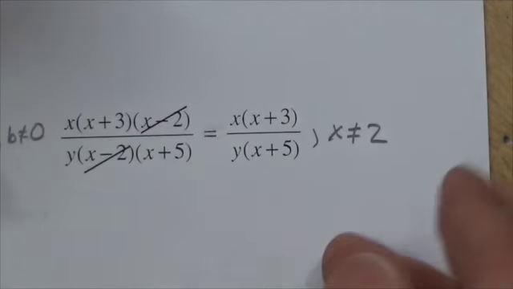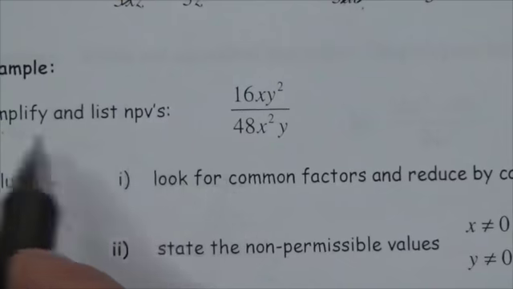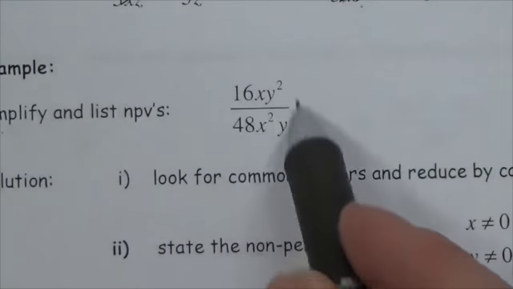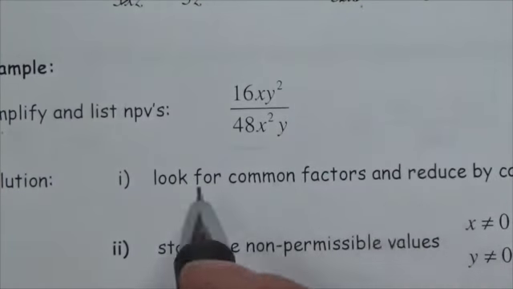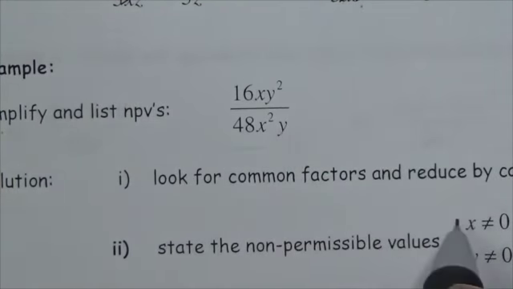All right, looking down here, we're going to simplify and list the NPVs. So look at our numerator and denominator. First of all, we're going to look for common factors. We can factor 48 a little bit, and we can split up the xy squared and the xy squared.